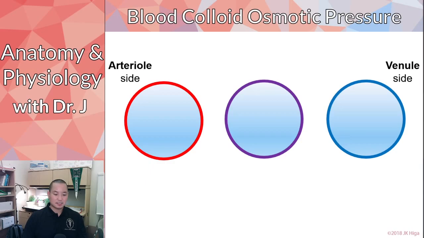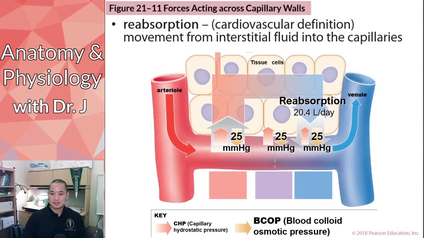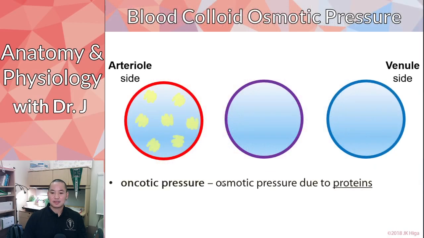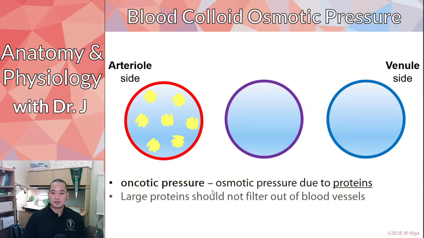Again, let's take a cross section going from the arterial side to the venous side and somewhere in between. What we have here is oncotic pressure. We have our little proteins that help to draw in water. Large proteins should not filter out of blood vessels, which is why I showed that zoomed-in picture before. Small things like water, ions, amino acids, and sugars were filtering through, but those large proteins couldn't fit through that gap.